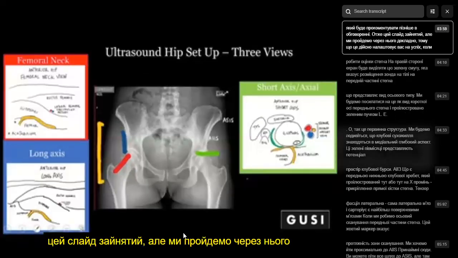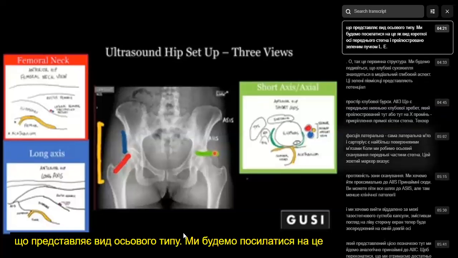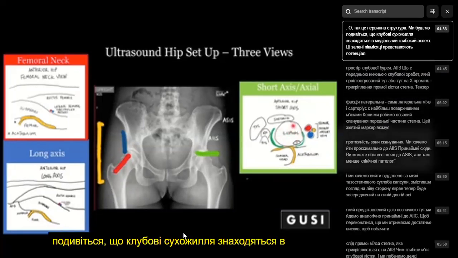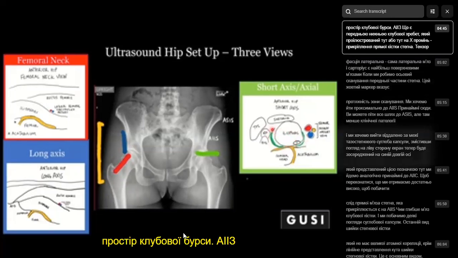So this slide is busy, but we'll go through it in detail because it really sets you up for success when doing assessments of the hip. On the right side of the screen, we'll highlight this green bar, which is indicating the probe placement on the body, on the anterior hip, representing an axial type view. We'll refer to this as a short axis view of the anterior hip, illustrated in the green bundle. The iliopsoas is the primary structure we'll see, with the iliopsoas tendon being in the medial deep aspect. These green crescents represent the potential space of the iliopsoas bursa.